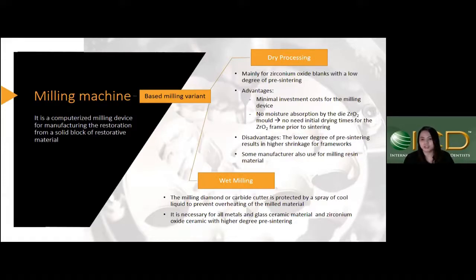But some manufacturers also use dry processing for milling resin materials. And for wet milling, in this process the milling diamond and carbide cutter is protected by a spray of coolant liquid to prevent overheating of the milled materials. It is necessary when you want to mill metals, glass ceramic materials, and zirconium oxide ceramics with a high degree of pre-sintering.